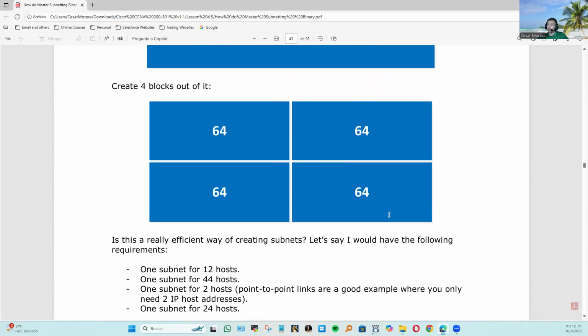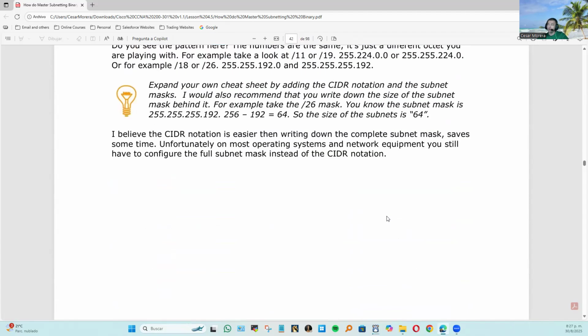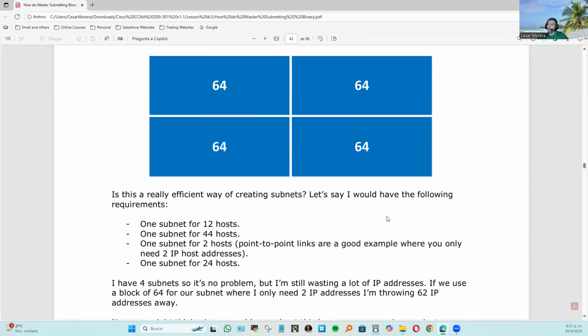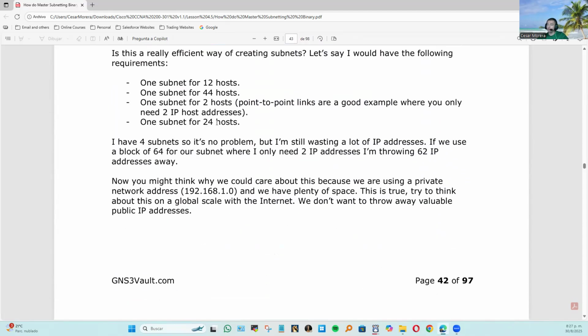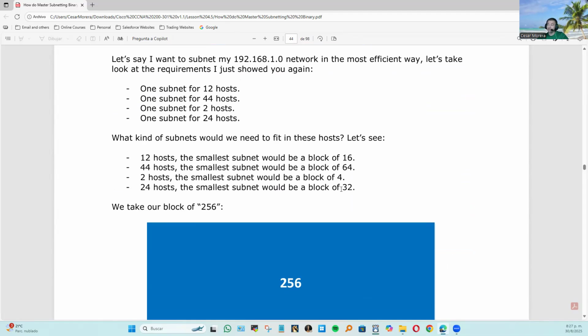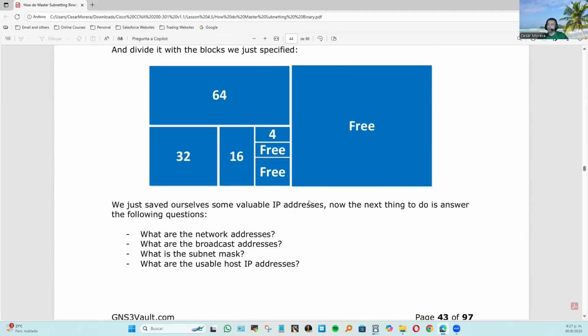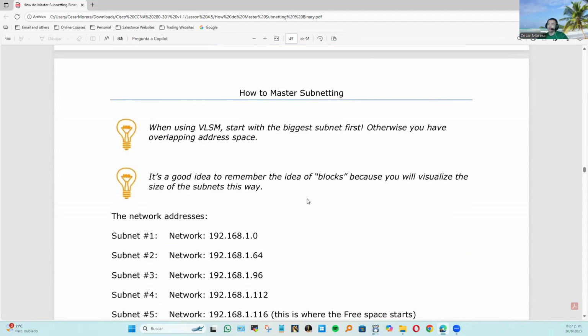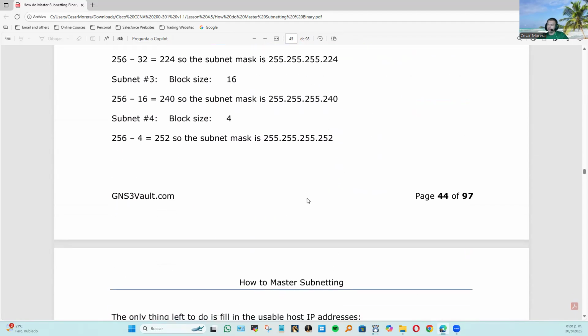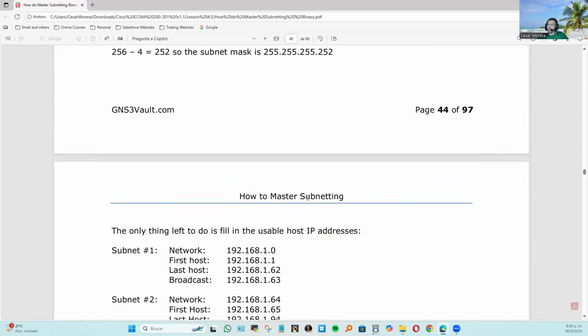How do we know? For example, for this block of 4, 2 to the power of 2 will give us the number 4. And that's where we need the block of 4. 2 to the power of 5 will give us 32, and that is the block of 32 for covering 24 hosts. So that's basically it. Now, let me see if there is a step-by-step or something else.